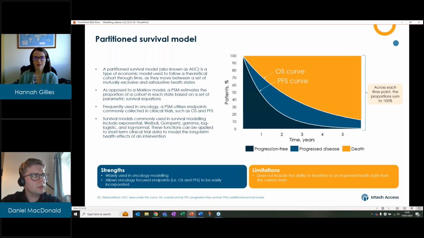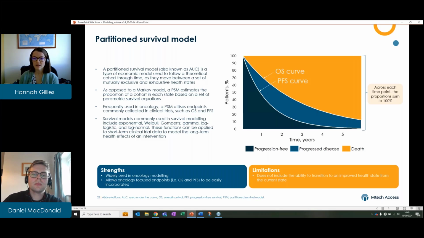What happens in a partitioned survival model is that a cohort are followed through time as they move between a set of mutually exclusive and exhaustive health states, which sounds familiar from the Markov model. However, the difference versus a Markov model is that the partitioned survival model estimates the proportions in each state based on a set of parametric survival equations. So one of the reasons that it is so frequently used in oncology is because it can utilize the endpoints that are commonly collected in clinical trials, such as overall survival and progression-free survival curves.